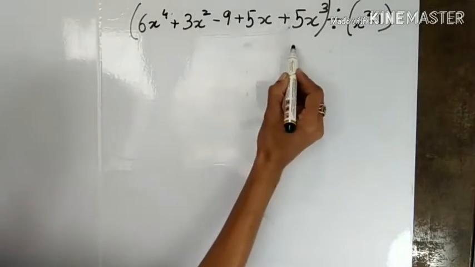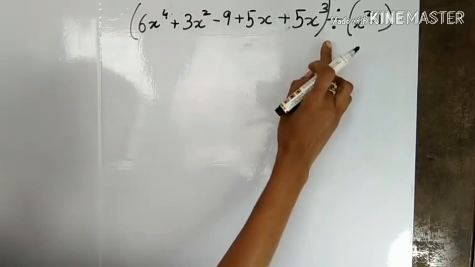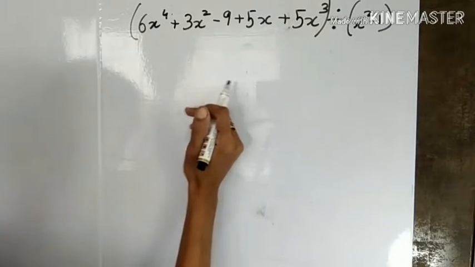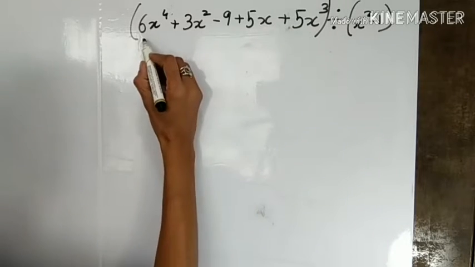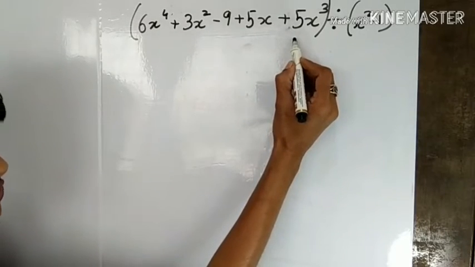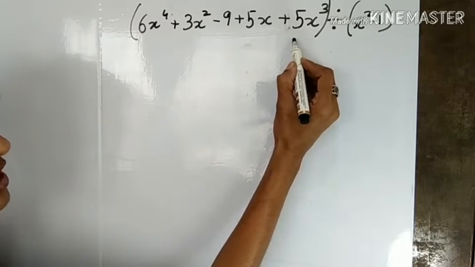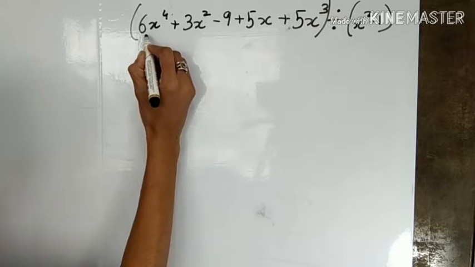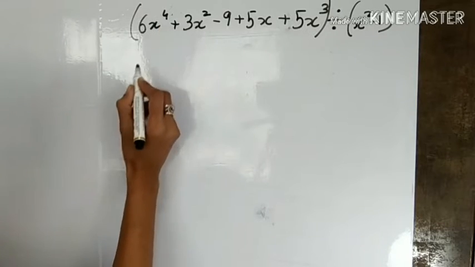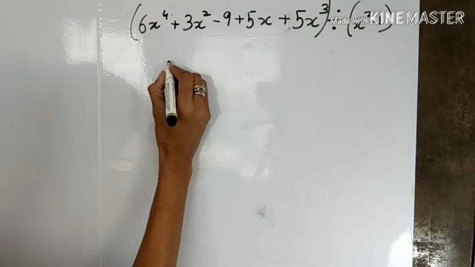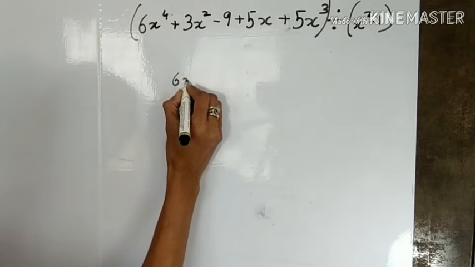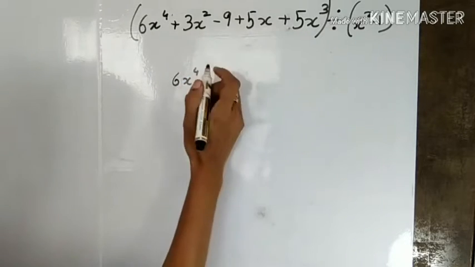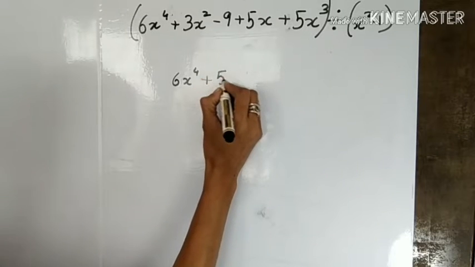So this is our next problem. This is my dividend, divided by x squared minus 1 as the divisor. Now, as per our first tip, I need to arrange the terms of the dividend in the descending order of the indices. So the maximum index here is x raised to 4. So that is the first term that we will write. So this gives me 6x raised to 4. The next term is the cube, so I'll write plus 5x cube.